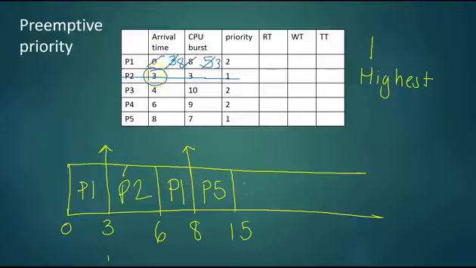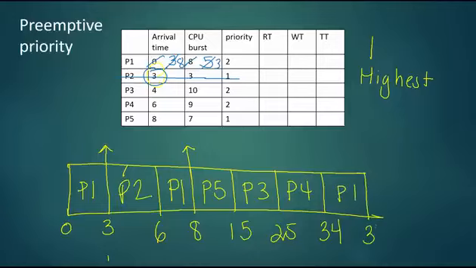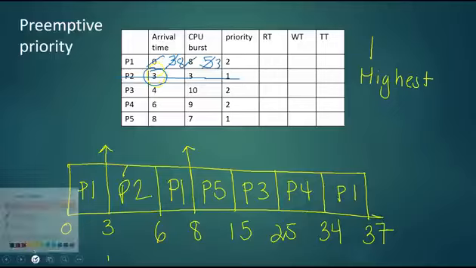So we have P3, which will go until time 25, followed by P4. And the reason P4 and P3 go before P1 is because although P1 originally got there at time 3, it got preempted again and went back at time 8. So 4 and 6 are before time 8. So we have P4, which will go until time 34. And then we have P1 to finish off and be done at time 37. All right, so once again, we have 100% CPU utilization. We just have a different order in which the processes execute.